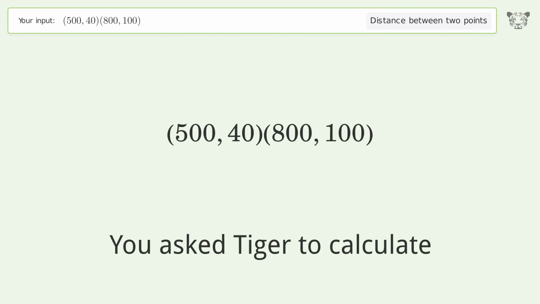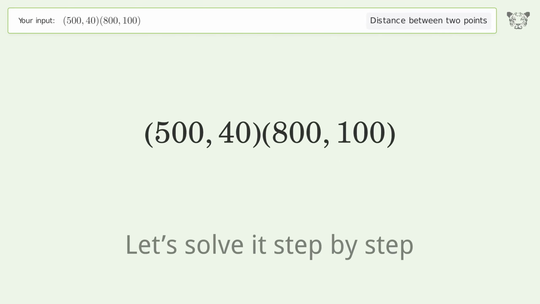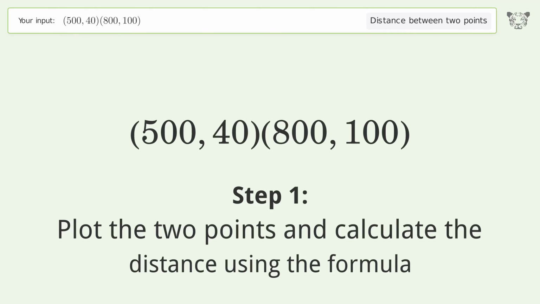You ask Tiger to calculate. This deals with the distance between 2 points. The distance between the 2 points is the square root of 93,600 or 305.941. Let's solve it step by step. Plot the 2 points and calculate the distance using the formula.